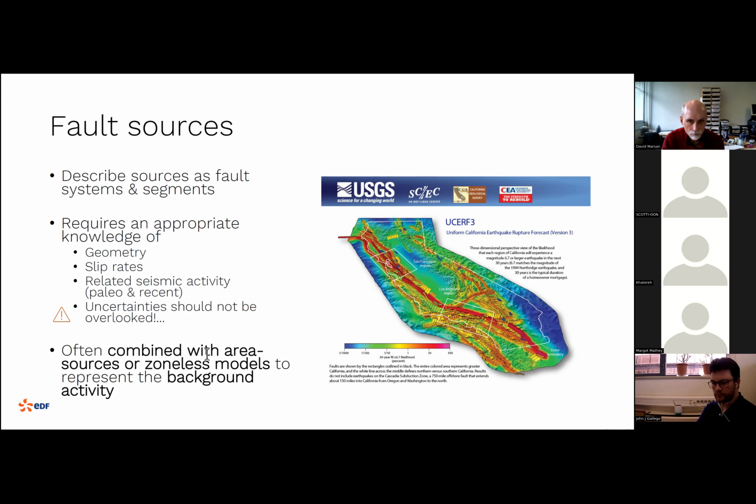And the way you do that is not trivial. You have to be careful not to count hazard twice. You really need to consider how you can combine these two types of representations to produce one single model.